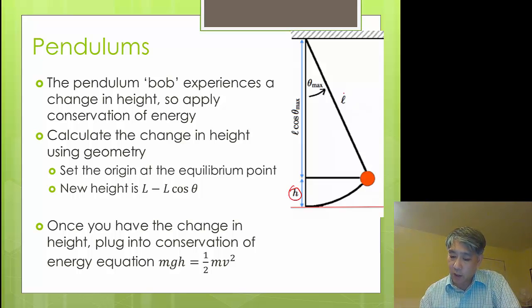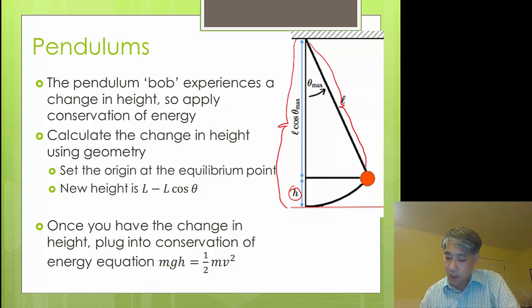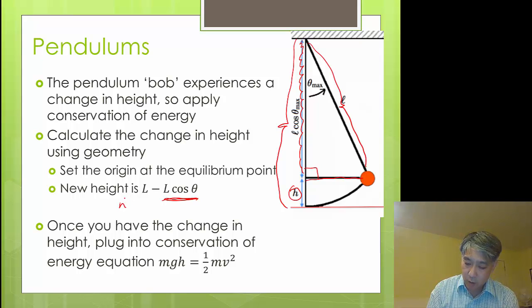If I know the length of my pendulum, L, then this entire length is L, as is this length, L. If I draw a right triangle in here, that means this section here must be L cosine theta. And therefore, h must be equal to L, the full length, minus L cosine theta. Just a little bit of geometry.